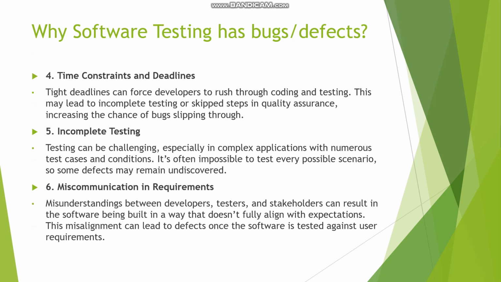Number six is miscommunication in requirements. This is an important reason. Misunderstandings between developers, testers, and stakeholders can result in the software being built in a way that doesn't fully align with expectations of the client. This misalignment can lead to defects once the software is tested against user requirements. So guys, these are the various reasons why software has bugs or defects.